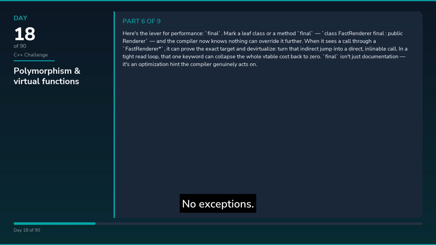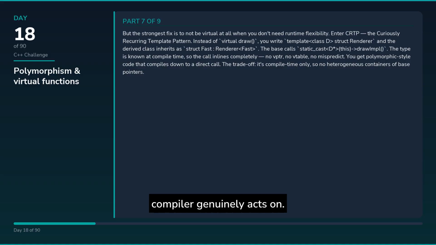But the strongest fix is to not be virtual at all when you don't need runtime flexibility. Enter CRTP, the curiously recurring template pattern. Instead of virtual draw, you write template<class Derived> struct Renderer, and the derived class inherits as struct Fast : Renderer<Fast>. The base calls static_cast<Derived*>(this)->drawImpl(). The type is known at compile time, so the call inlines completely, no vptr, no table, no mispredict. You get polymorphic style code that compiles down to a direct call. The trade-off: it's compile time only, so no heterogeneous containers of base pointers.